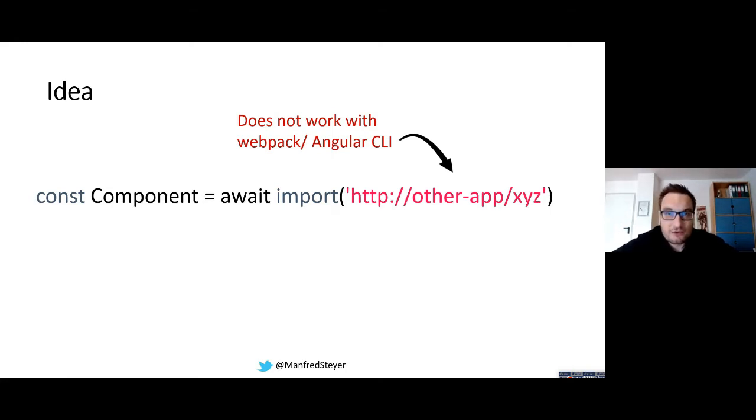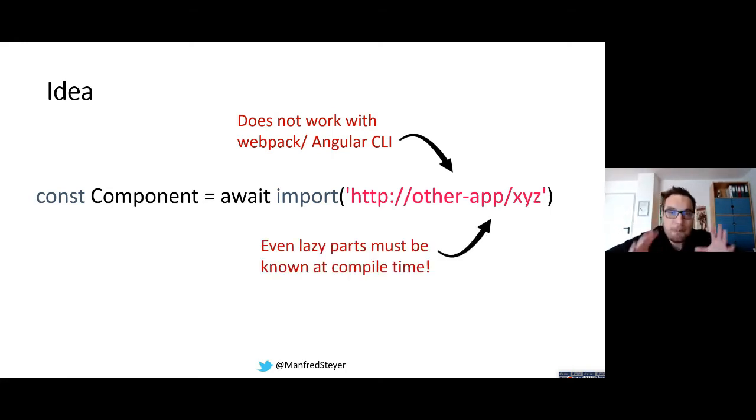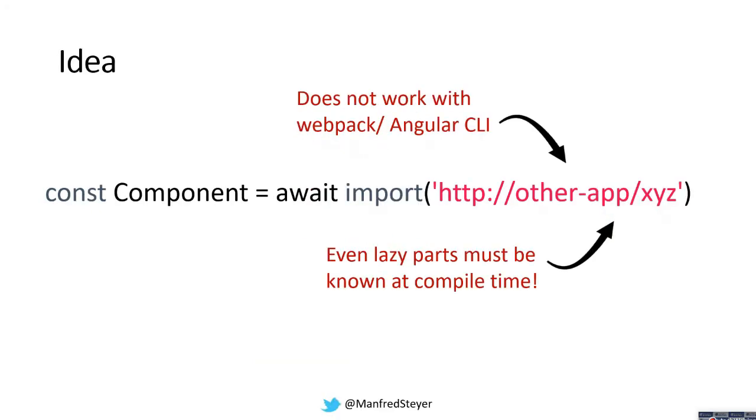So this does not work. And the reason is Webpack assumes that everything, really everything, even the lazy parts, are known at compile time. Everything needs to be known at compile time because everything is optimized together. Tree shaking, minification, and so on. And then the rest is just subdivided into chunks by Webpack. At the end, it is creating chunks that can be lazy loaded, but only at the end.